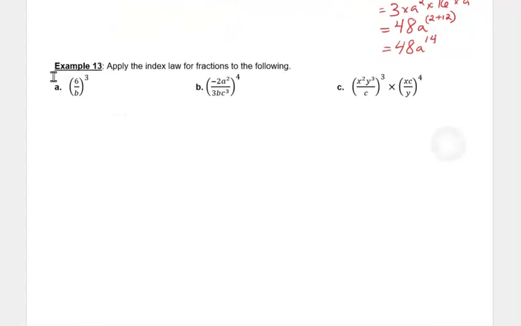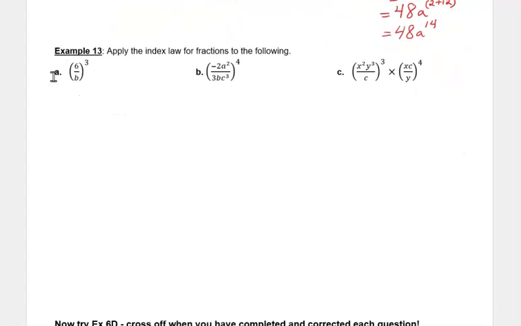Now we've got fractions. Apply the index law for fractions. If I have 6 over b, 6 goes to the power of 3, and b goes to the power of 3 as well. Of course, I can evaluate 6 to the power of 3 to be 216 with my calculator, and I just have to leave b to the power of 3 as it is.